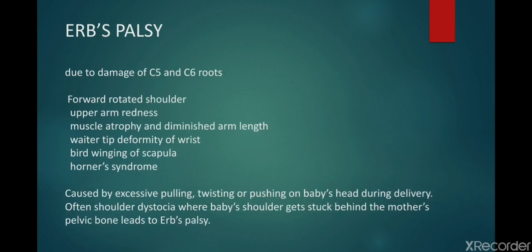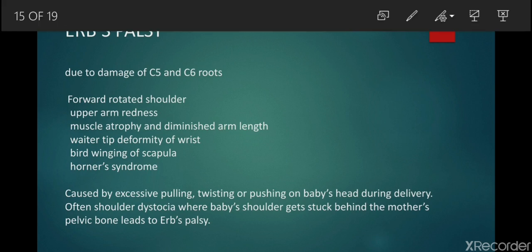Now here there are 2 injuries that we need to focus on of brachial plexus, which is most commonly asked related to it: ERB'S palsy and KLUMPKE'S paralysis. So first, ERB'S palsy. Now the main point that you need to know about ERB'S palsy, the first thing is it occurs because of a damage to the C5 and C6 root. And how is it caused? It's caused by excessively pulling, twisting or pushing the baby's head during the delivery, or because of a shoulder dystocia. Okay, so that's a cause.